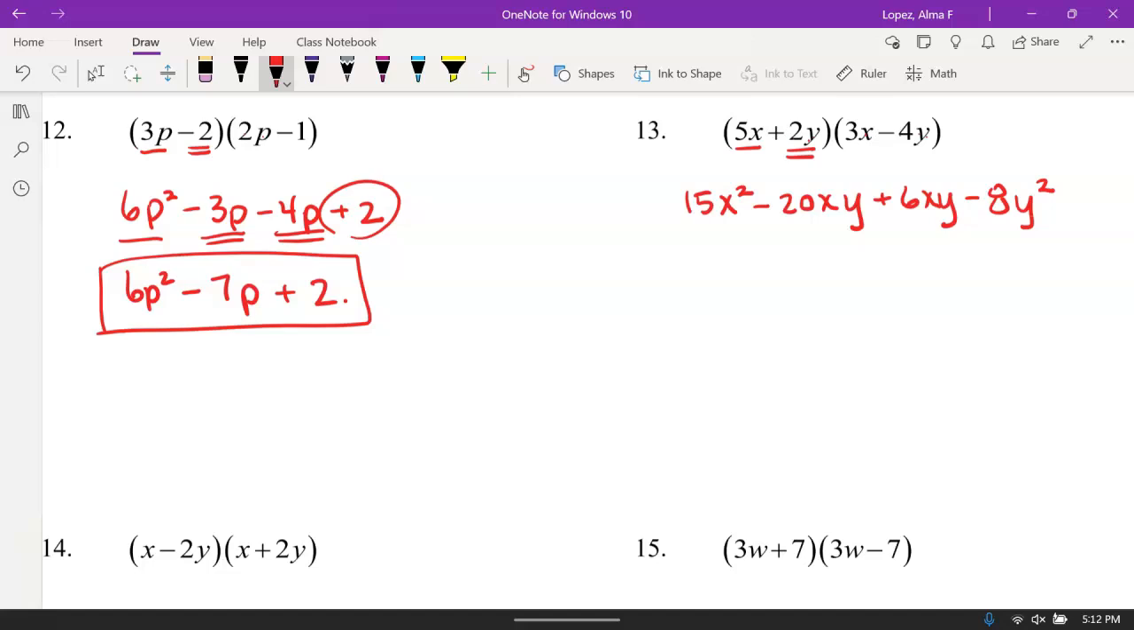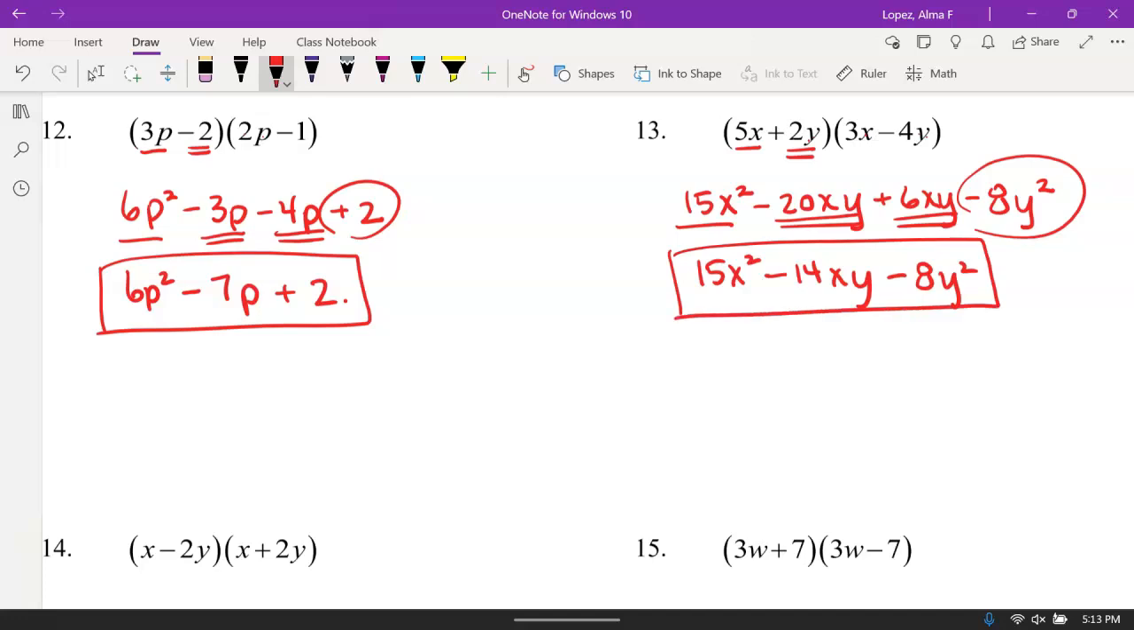Now check to see if it's in descending order. All right, there's only one term that has just an x squared in it, so that's going to go first. Since I've got multiple letters, I'm just going to go left to right. I've got 2 of the xy terms, negative 20xy and positive 6xy are going to add up to negative 14xy. And we've only got one y squared term, so I'm going to bring him down last. As long as all the pieces get used and combined appropriately, you've got it.